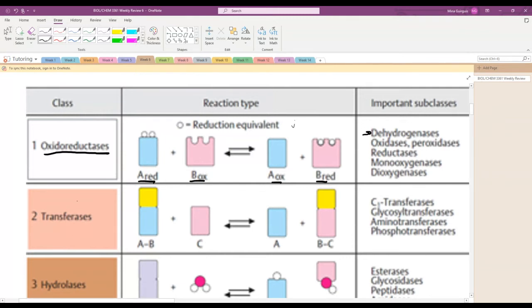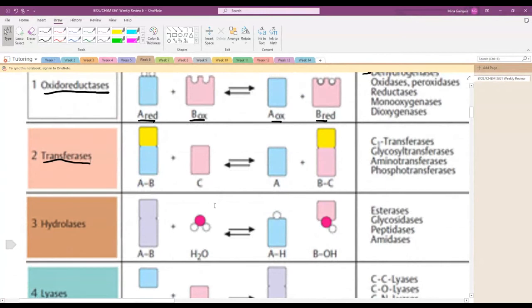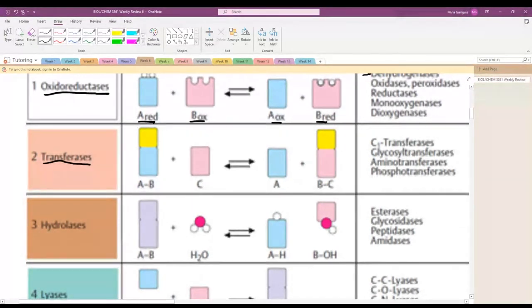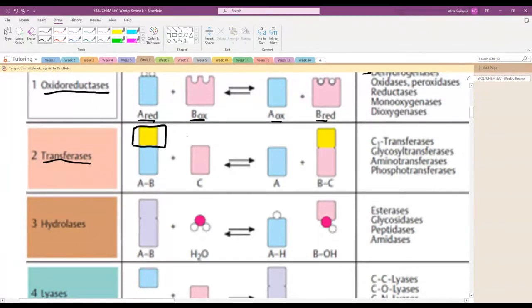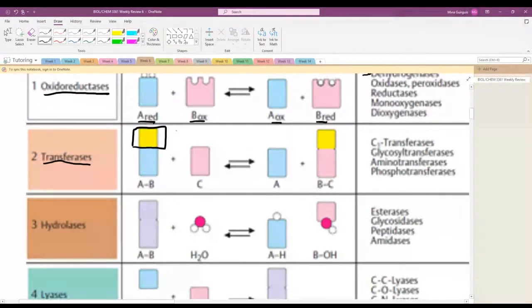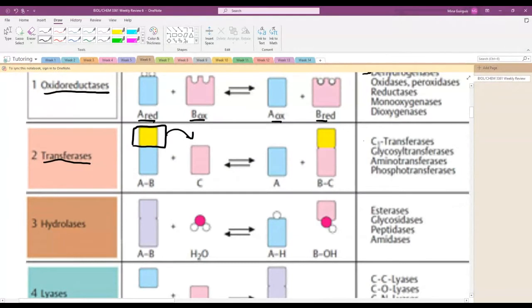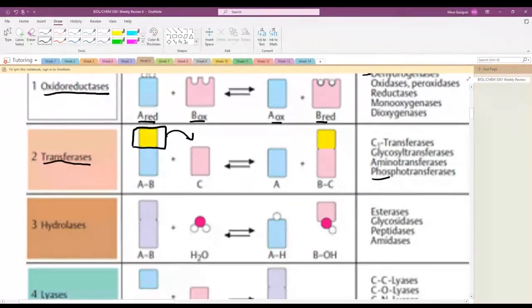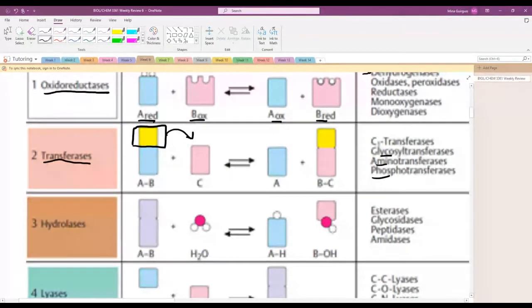Second one is a transferase. So transferases, my underlining is not very good today, I apologize, but transferases take some subunit attached to some part of the protein, and they transfer it to a different protein. So this is something like a phosphotransferase, an aminotransferase, a glycosyl transferase, et cetera. These are a little bit more common in biochem 2. I believe you see 1 phosphotransferase, if I remember correctly, in biochem 1.